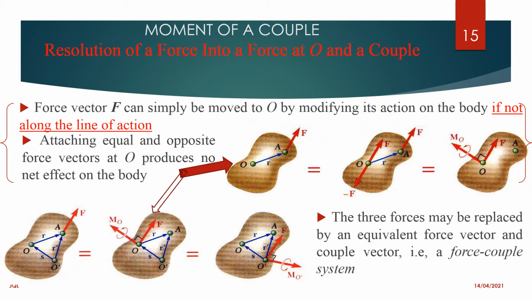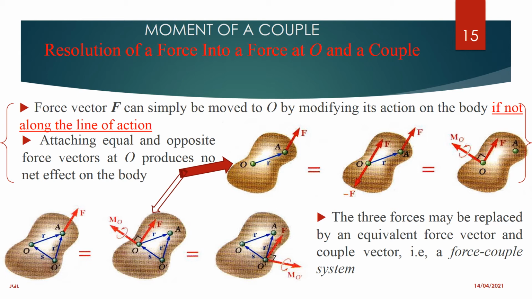Resolution of a force into a force at any arbitrary point, maybe let me say O, and a couple. Force vector F can simply be moved to O by modifying its action on the body, if not along the line of action. Attaching equal and opposite force vector at O produces no net effect on the body.